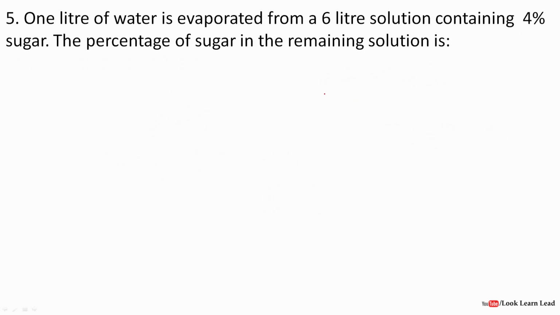1 liter of water is evaporated from a 6 liter solution containing 4% sugar. Initially the solution was 6 liter, and after 1 liter has evaporated, it has become 5 liters. In 6 liter, 4% was sugar. So you can calculate the amount of sugar, that is 4% of 6 liter.